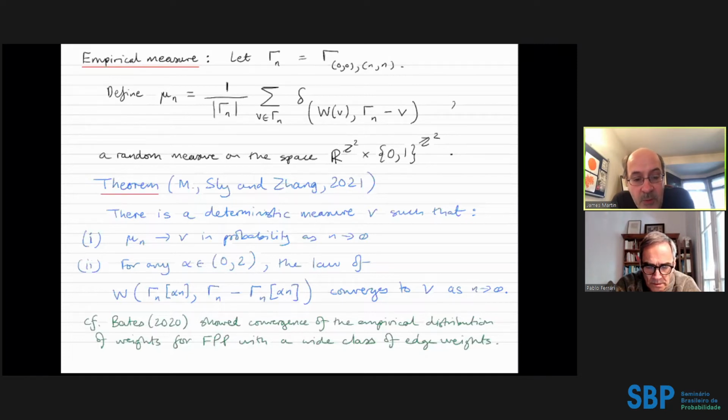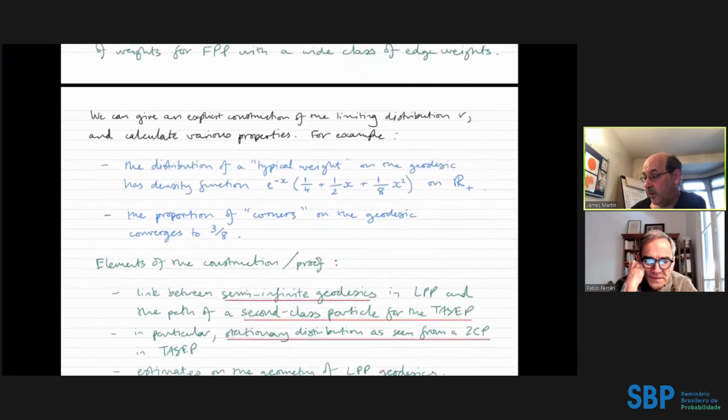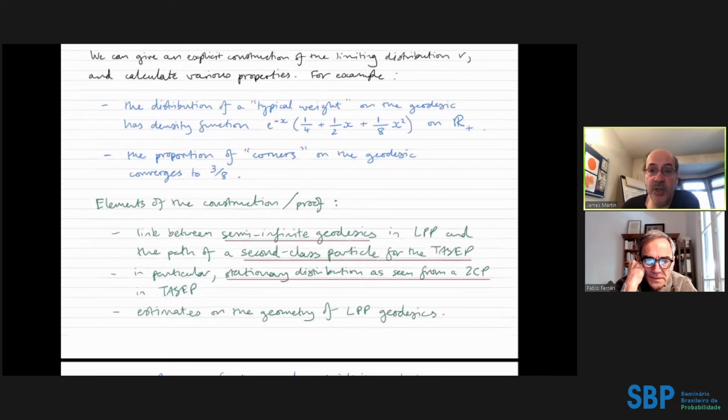So we're in a very much more specific situation, but correspondingly, we've got all this extra exactly solvable firepower to throw at things. We're going to be able to show stronger things, and particularly we're going to be able to identify very nicely what this limit actually is. So we're going to give an explicit construction of our limiting distribution nu of what the environment looks like, and we can calculate various properties of it. So here are just some examples of things we can calculate.